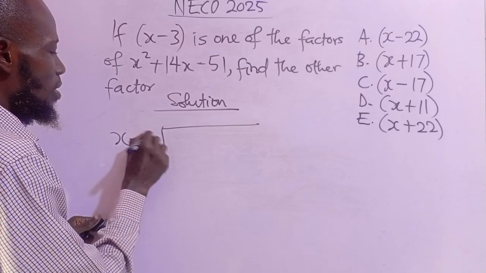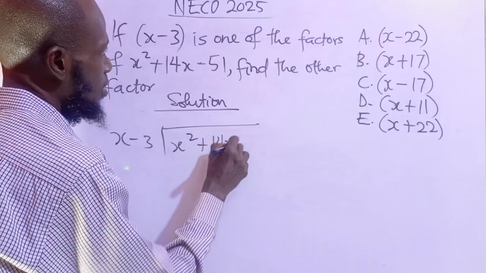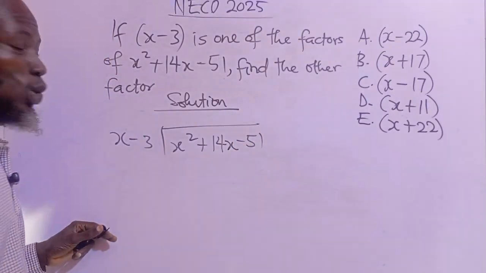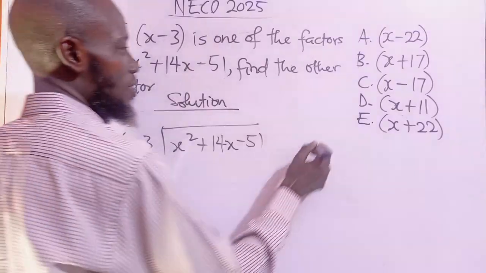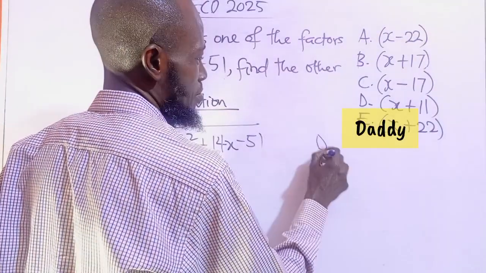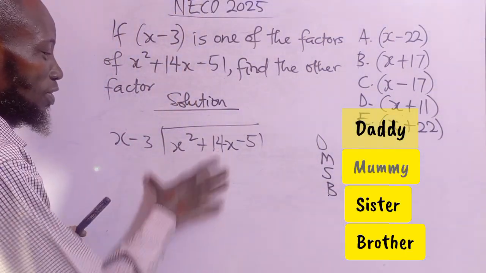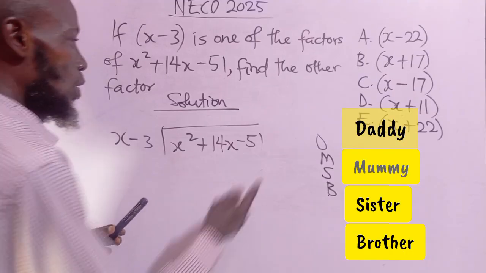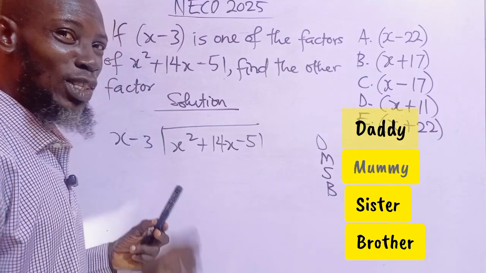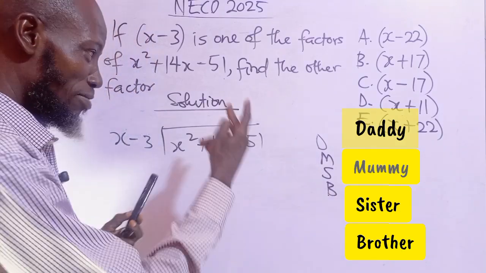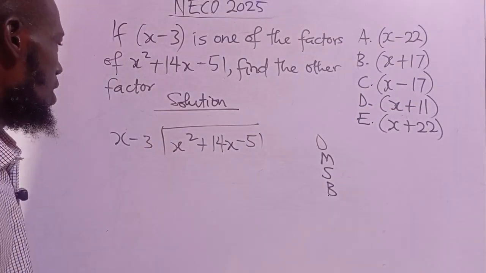We have x minus 3, then x squared plus 14x minus 51. So I like to use this acronym: daddy, mommy, sister, brother. We are going to apply this to solve this long division. So follow through. Daddy, that's division. Mommy, multiplication. Sister, subtraction. And then brother, bring it down. So let's see. We are going to use the sequence of that acronym.